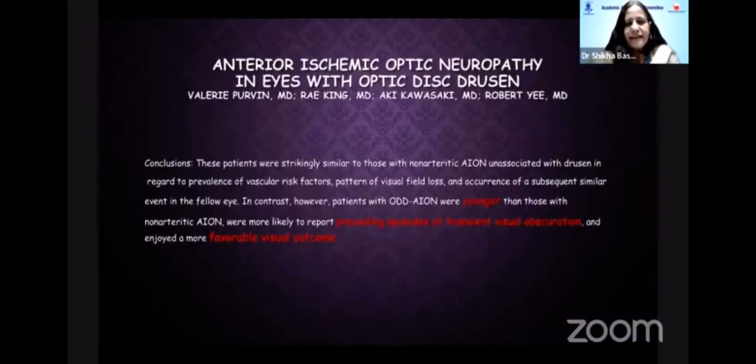Then there's another entity called anterior ischemic optic neuropathy in patients with optic disc drusen. This paper by Dr. Valerie Purvin stated that these patients' clinical profile is very much similar to the patients with NAION without drusen, but they are a little younger, and they have preceding episodes of transient visual obscuration, and the prognosis is more favorable in these patients.